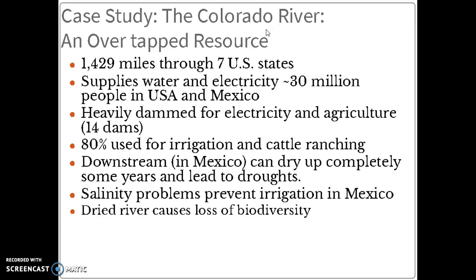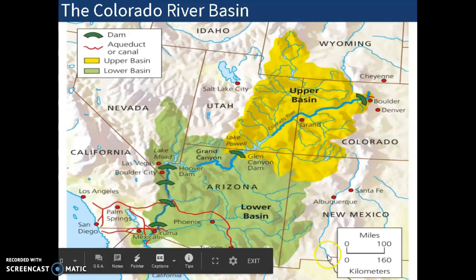Downstream in Mexico, it can actually dry up completely, causing a lot of droughts for them. And it also makes salinity problems, so that's where there's salts and other things dissolved into it. And it prevents irrigation in Mexico. And the dried river causes a loss of biodiversity. All the plants and animals either die off or have to move to a new location to find their water source.